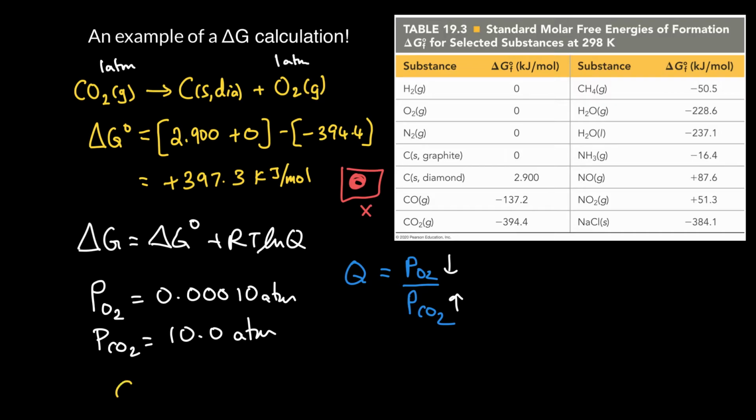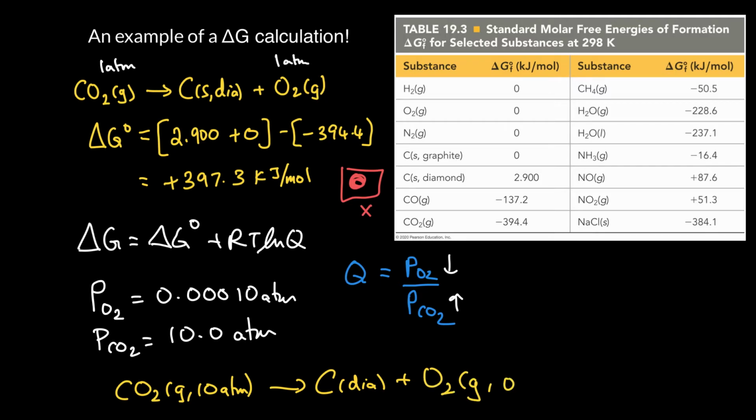So we're going to start with carbon dioxide at 10 atmospheres, and convert it into pure diamond and very dilute oxygen gas, at a pressure of 0.00010 atm. We'll do this at 25 degrees C to make life easy. Technically, these values only correspond to 25 degrees C. So go ahead and calculate: can you get rich from this scheme? Is it possible? Is delta G favorable? Pause the video and have a go.